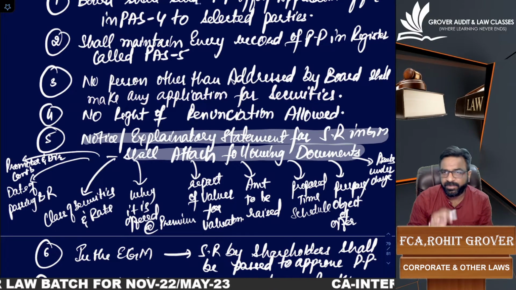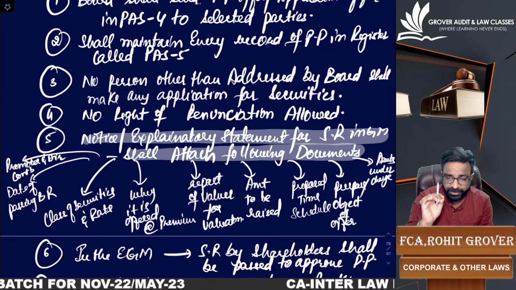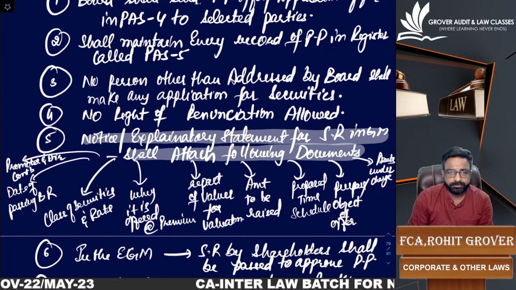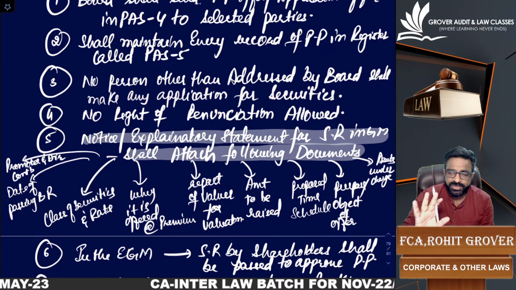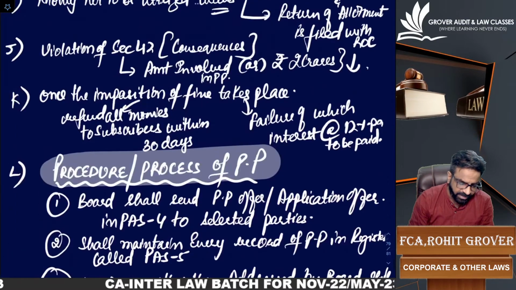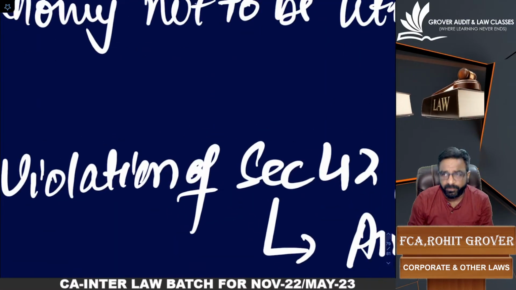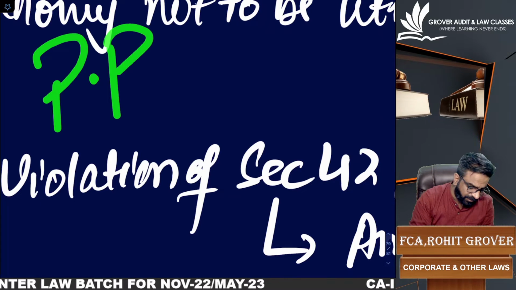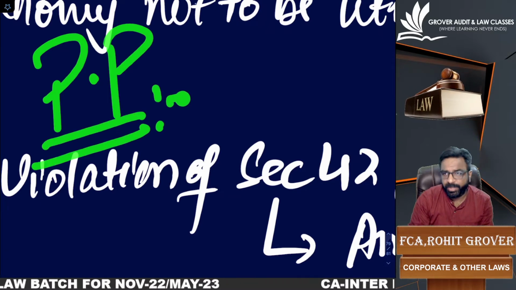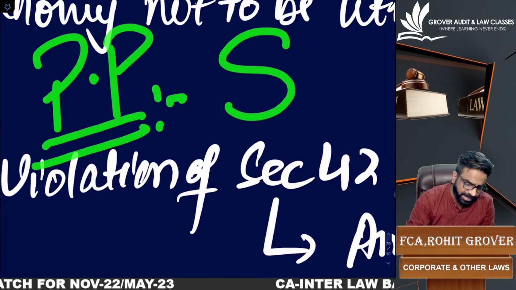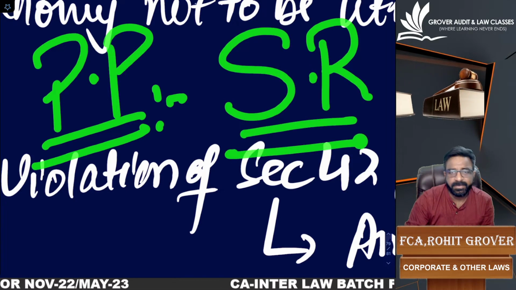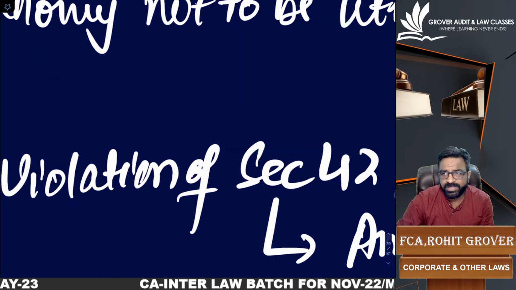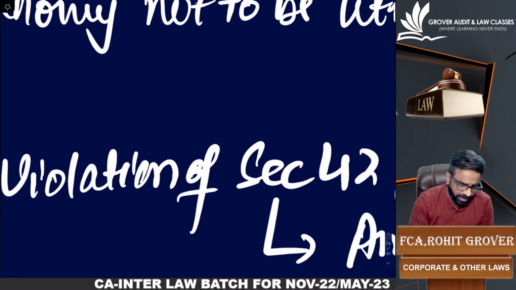Next one is what? Point number five. Please read it carefully. Notice explanatory statement for special resolution in general meeting shall attach the following documents. Stop here. Now listen to this very carefully, everyone. We are not going for the public offer. We are going for a private placement. And whenever you go for private placement offer, the very important point you have to understand is that the company has to pass a special resolution, not a board resolution. Which resolution is required? Special resolution is required by the company.